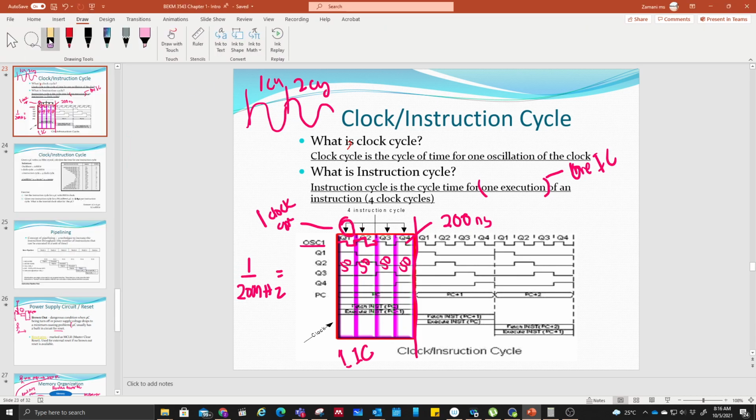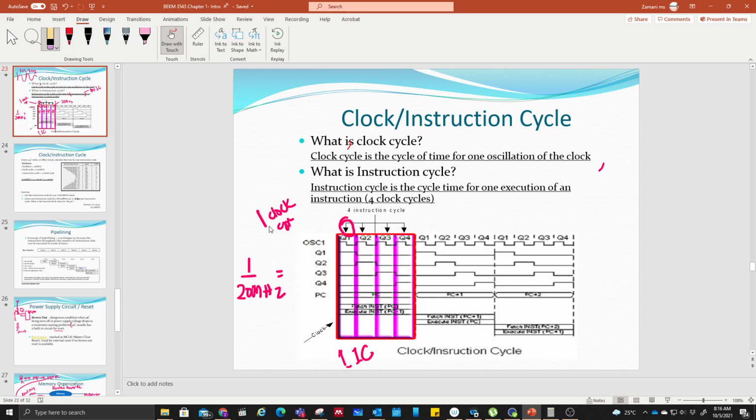Here you can see that we have two terms that we need to understand. The first one they call the clock cycle, and the second one they call the instruction cycle. These two terms are related to each other. So you need to understand first what is a clock cycle, right? The clock cycle is the time for one oscillation of the clock.